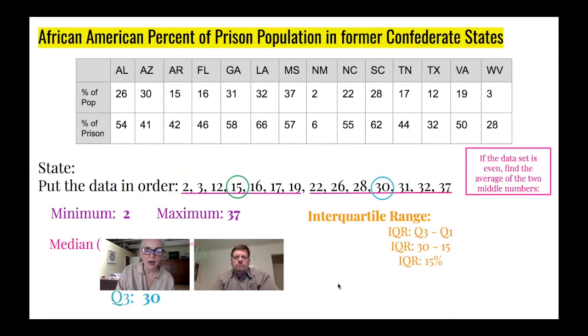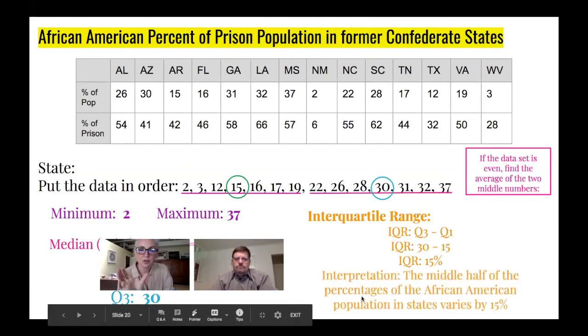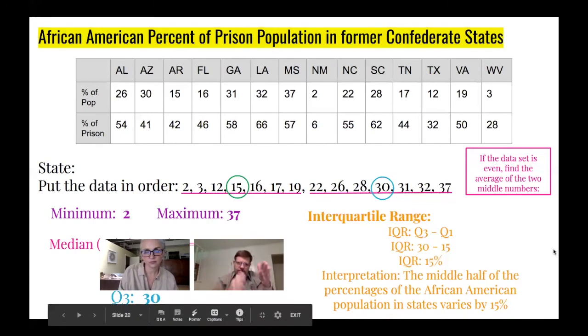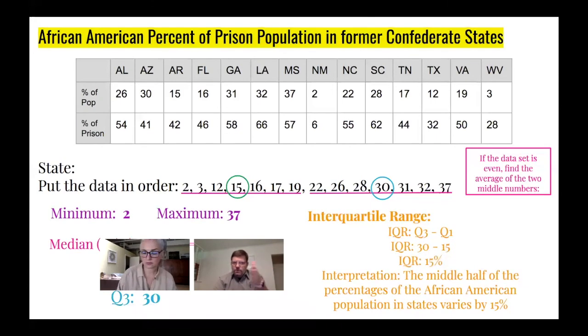And so our typical or middle 50%, the middle half of the percentages of the African American populations in the States, varies by about 15%, which is pretty small actually when you think about it. And when she said it divides our data into quarters, technically 15 can't be in both quarters at the same time, so it's actually 25% or less of the data is below 15. 25% of the data and less is between 15 and 19.